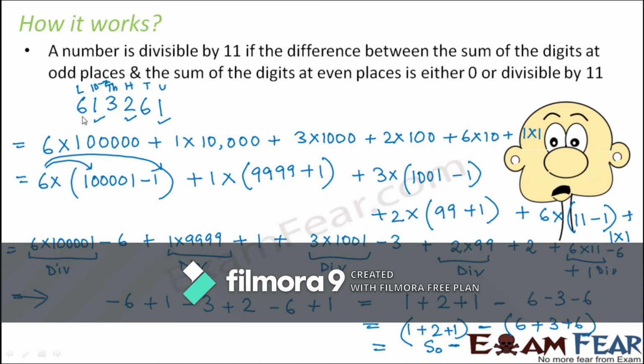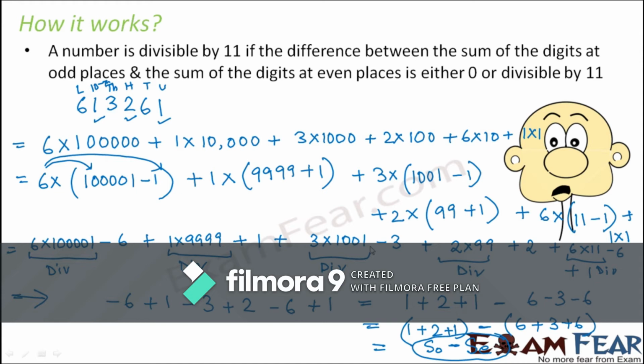Minus 6 plus 3 plus 6. This is the sum of the digits in the even places. So you see, sum of the digits in the odd places minus sum of the digits in the even places. That is the part which is doubtful, whether it is divisible by 11 or not, because the rest of the part we saw is anyway divisible by 11.